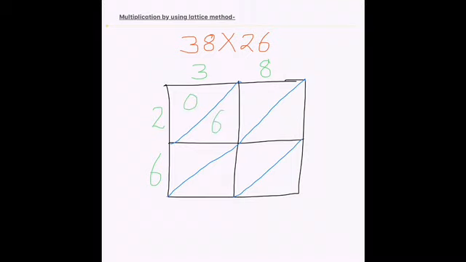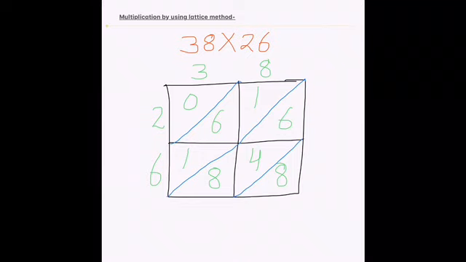So 3 times 2 is 6, 3 times 6 is 18, 1 above and 8 below. 8 times 2 is 16, 1 above and 6 below, and finally 8 times 6 is 48. Now for the final writing of the answer, we will start from this place where the arrow is.